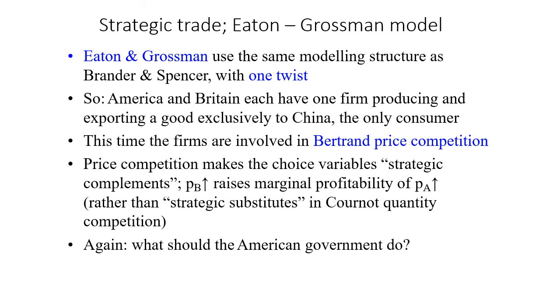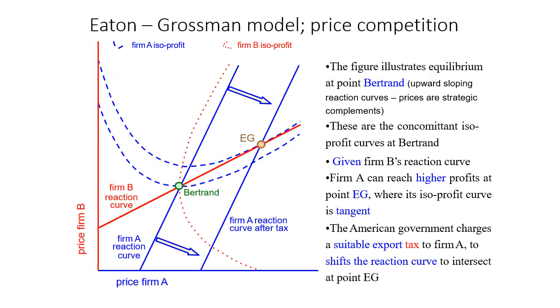Again, now we are saying, okay, what should America do in a situation when we are actually trying to choose the best price for the highest profitability? The Eaton-Grossman model also has ISO profit lines, and it also has the reaction curves. The reaction curves are positive sloping because of the impact of prices. And in the case of the Bertrand model, we are looking at reaction curves that relate what is the best price that firm A should charge based on the price of firm B. That is different from the Cournot model, which looked at the same analysis in terms of output.